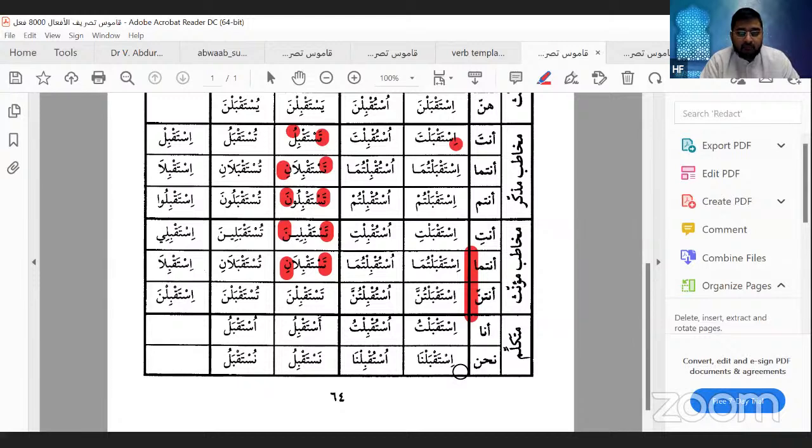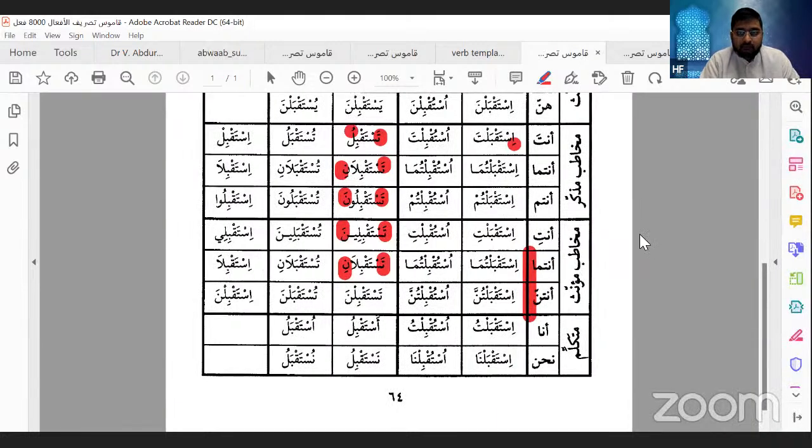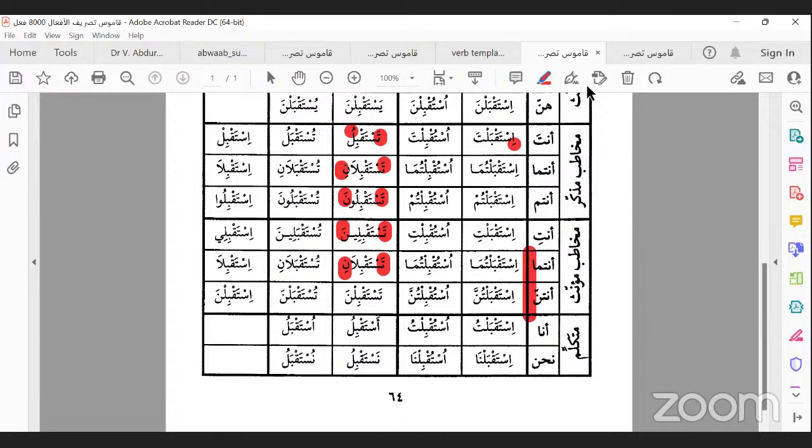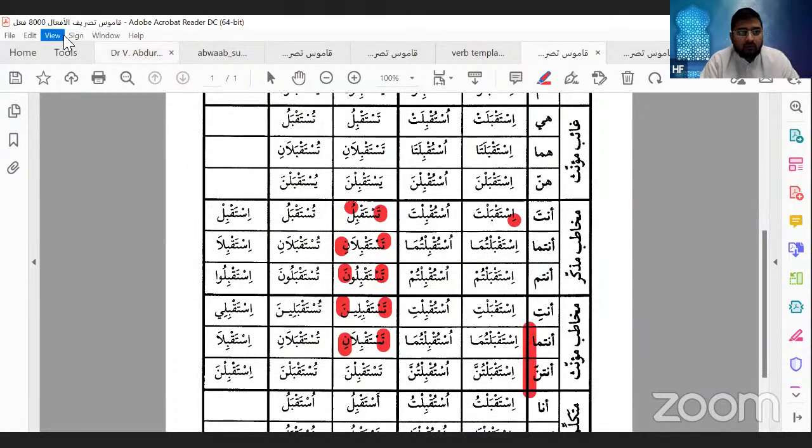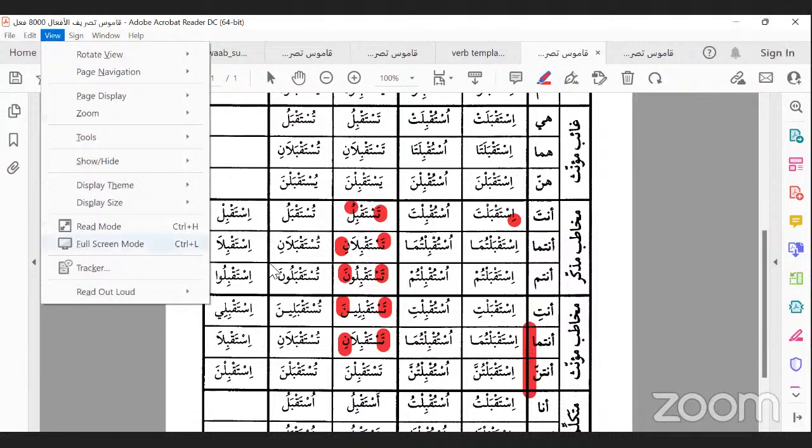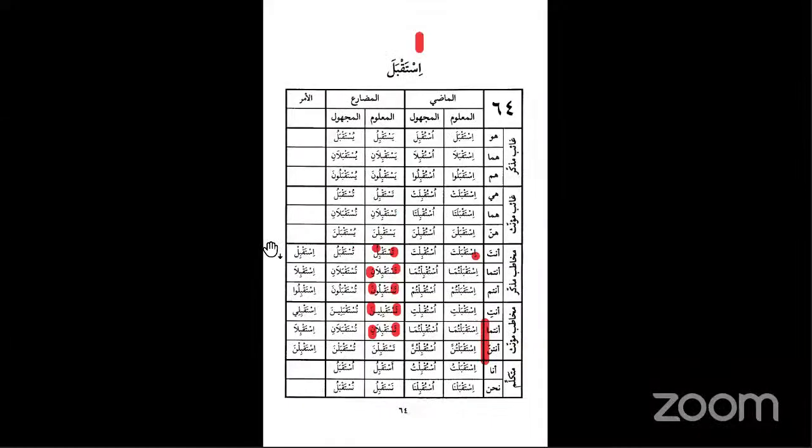Yes, Sister Zinat. Sister Zinat, you have your hand up. I wanted, sorry, to ask. Yes, go ahead, Sister Zinat. I just want to ask, all this imperative will be starting from alif with a kasra.